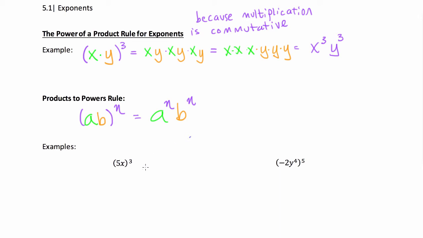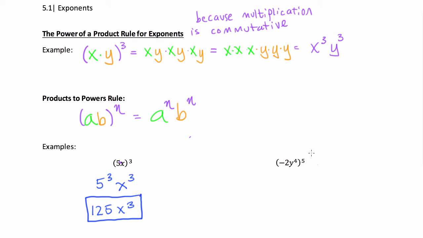So here's a couple of examples. Here I have 5x cubed. That's 5 times x. Those things are being multiplied. So my result is going to be the first thing, 5 to the power of 3 times x to the power of 3. And now 5 cubed I can just kind of do. And so I can rewrite that as 125x cubed as a nice final answer.